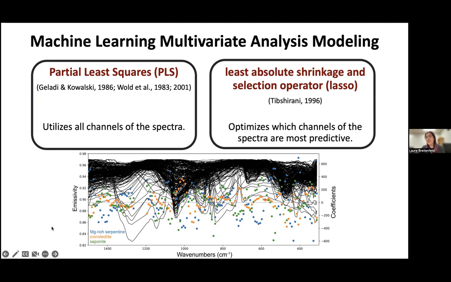A reason for this may be that mid-infrared spectral features are broad in nature, and so utilization of more channels was ultimately likely more helpful.